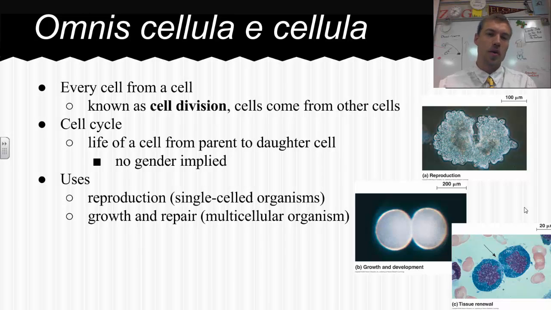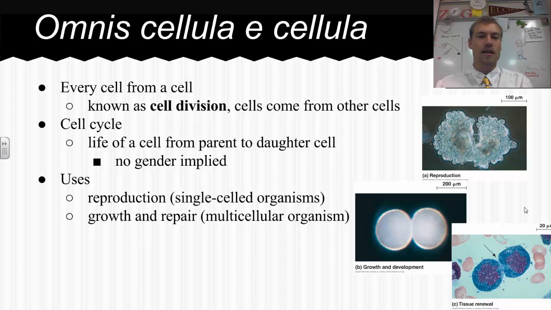Now, obviously, this brings up the question, where did the first cell come from? We'll discuss that more when we get to our evolution unit. But for now, we're just going to go with every cell comes from another cell, and we call this cell division. And cells go through a cell cycle, much like animals and plants and other organisms go through a life cycle. We're going to be talking about the cell cycle. So where we start is where we're going to finish.